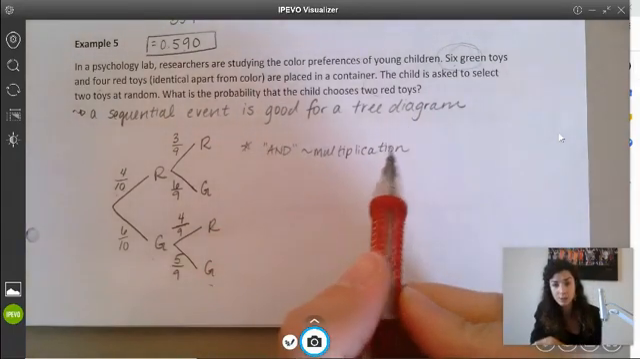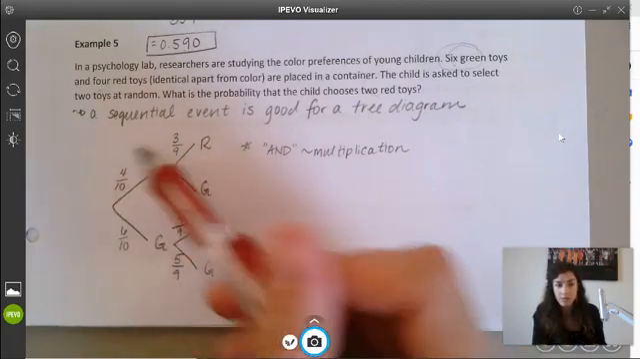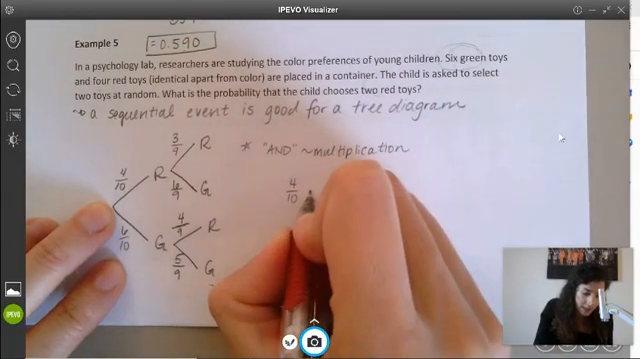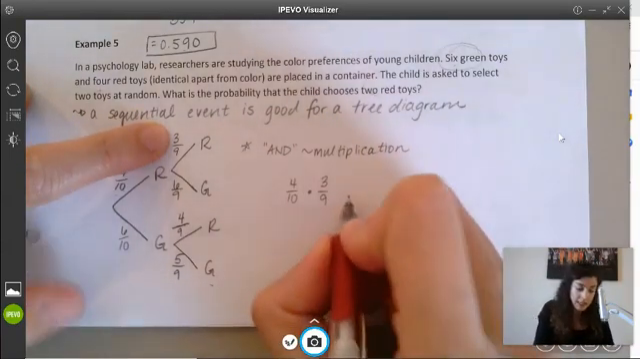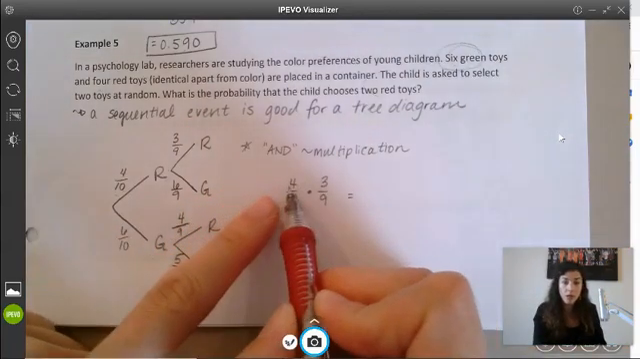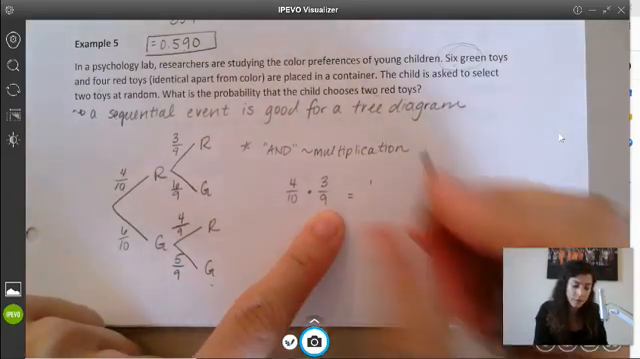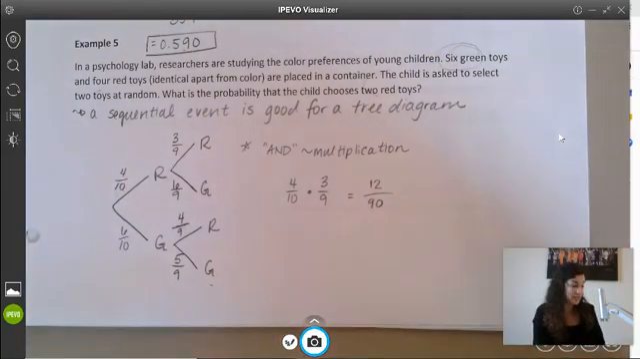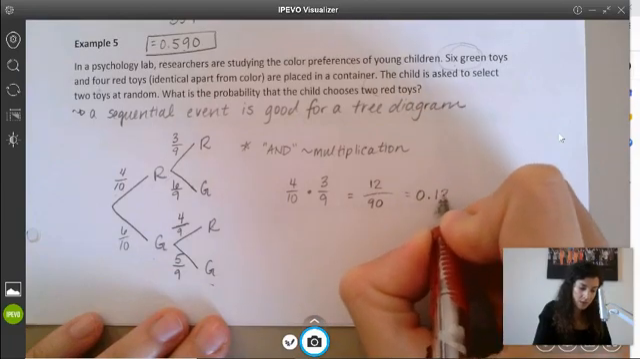Okay, so now that we know that it's multiplication, now we need to take our probabilities of each of those events happening. First, picking a red, the probability is 4 out of 10. The second picking of the red is 3 out of 9. So we take those two probabilities and we multiply them together. You can use your calculator for sure, or you can just remember how to multiply fractions. Remember how we multiply them is we multiply them across. 4 times 3, 12. 10 times 9, 90. You can leave it like that, or you can leave it as a decimal, which is 0.133.